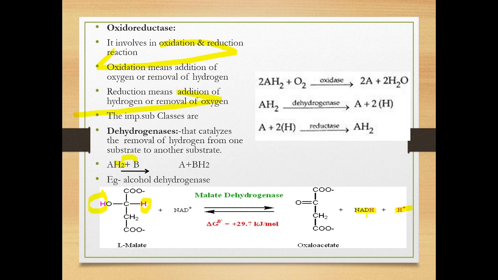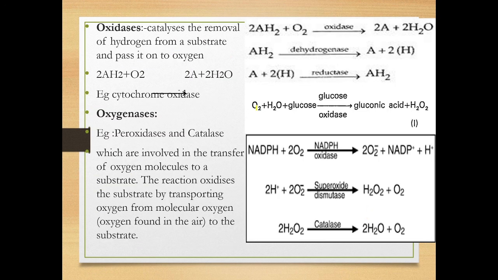So this is the first subclass under oxidoreductase. Next one is oxidases. Oxidases catalyze the removal of hydrogen from a substrate and pass it on to oxygen atom. It gives it to oxygen atom. Hence it is called oxidase.